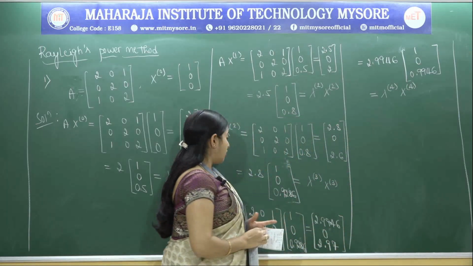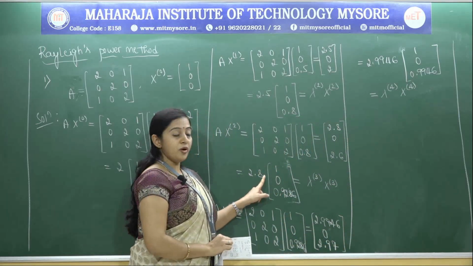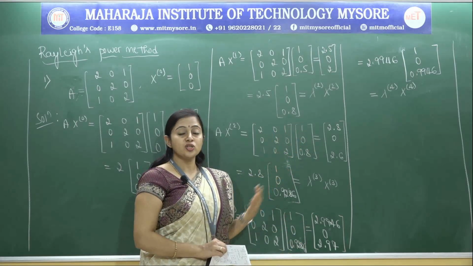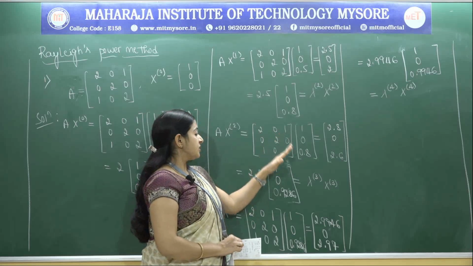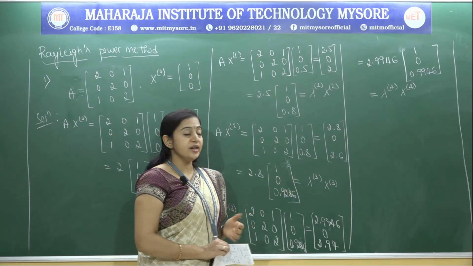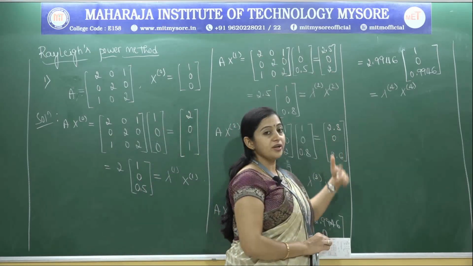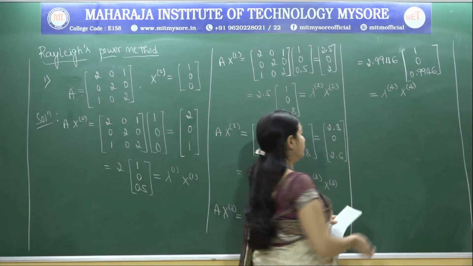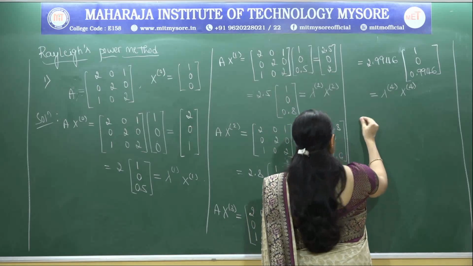I stopped till this because here you got the 2.8, the next term is the 2.99. You can approximate those to 3. So I just conclude this. So the largest eigenvalue is 3. You can take one more iteration, and you will get 3 as the eigenvalue. So I stopped till this.